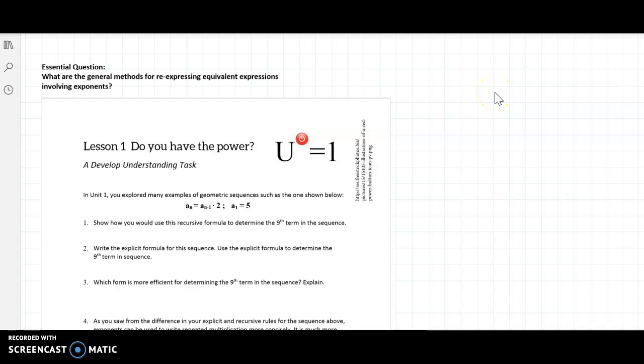Welcome to Module 2. We're exploring linear and exponential functions in this module. In Lesson 1, this task asks you to connect your experience with geometric sequences and exponential functions to develop general methods for expressing equivalent forms of exponential products, quotients, and powers. The essential question for Task 1 is, what are the general methods for re-expressing equivalent expressions involving exponents? Let's get started.